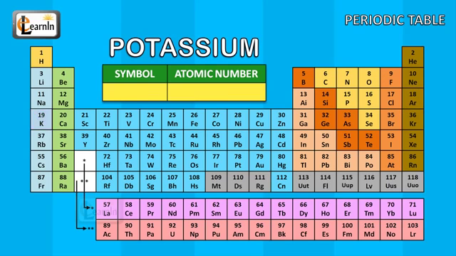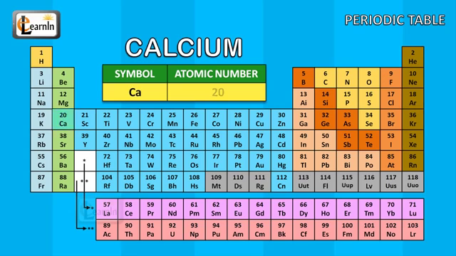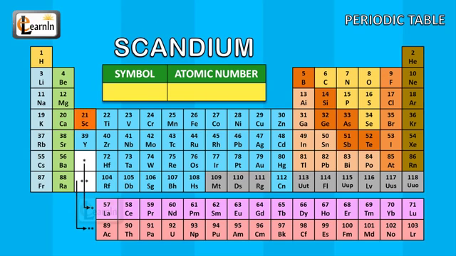The element potassium is represented as K and has an atomic number of 19. The element calcium is represented as Ca and has an atomic number of 20. The element scandium is represented as Sc and has an atomic number of 21.